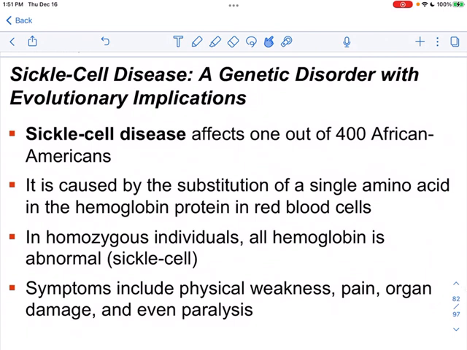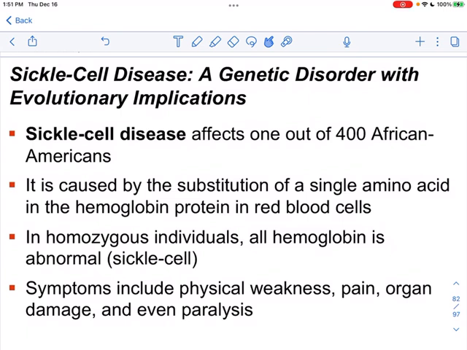Sickle cell disease is another example of a genetic disorder with evolutionary implications, only this is found in African American populations. This disorder affects about 1 in 400, and it is the cause of a single substitution in one amino acid of the hemoglobin protein in red blood cells. So this is a type of gene mutation.